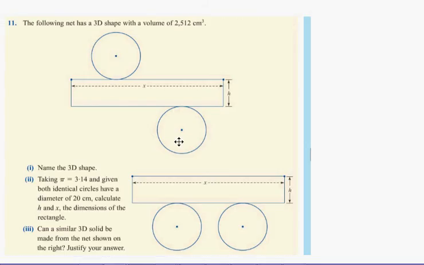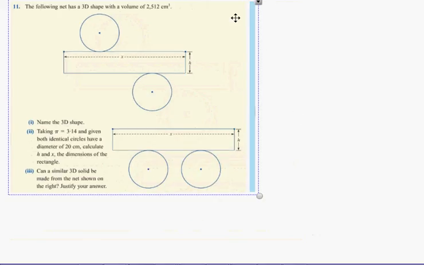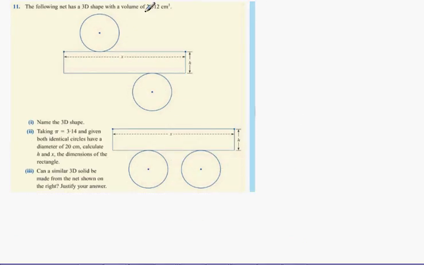Number 11. The following net has a 3D shape of volume 2512 centimeters cubed. Name the 3D shape. It's a cylinder. Part 1 is done. Next one, taking pi equals 3.14 and given both identical circles have a diameter of 20. A diameter of 20 means a radius of what? 10. Calculate h and x, the dimensions of the rectangle.